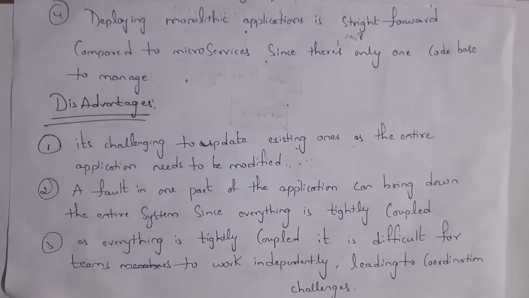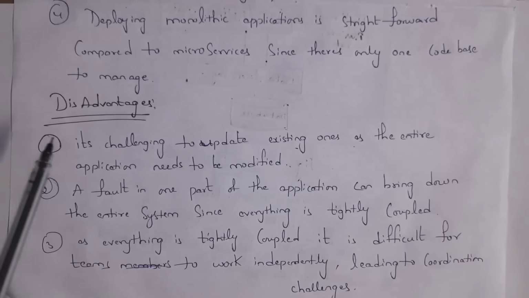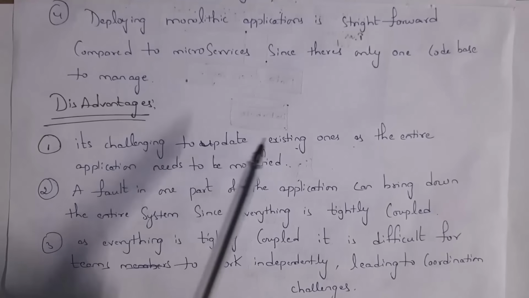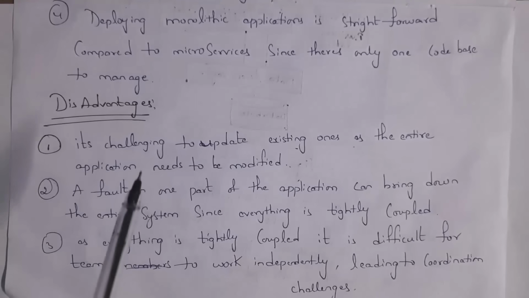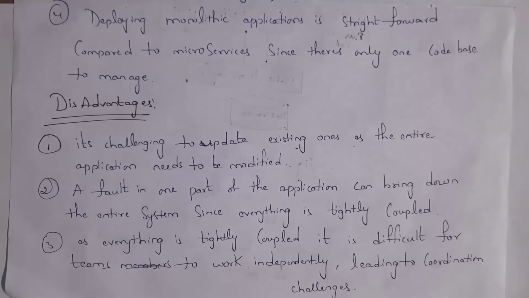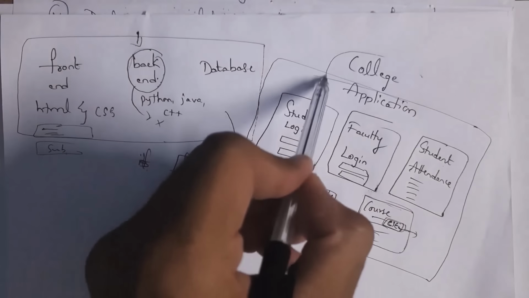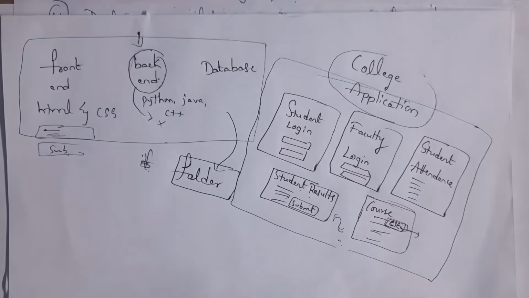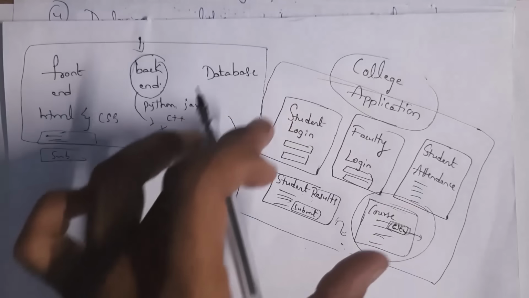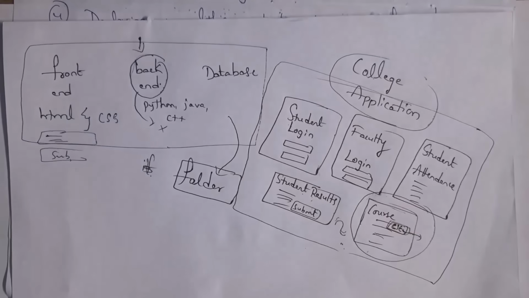These are the disadvantages of monolithic architecture. First one is, it's challenging to update existing ones as the entire application needs to be modified. Guys, I will give an example. Guys, this is a college application which I created by using this monolithic architecture. Guys, for example, in this college application, I made one small spelling mistake.